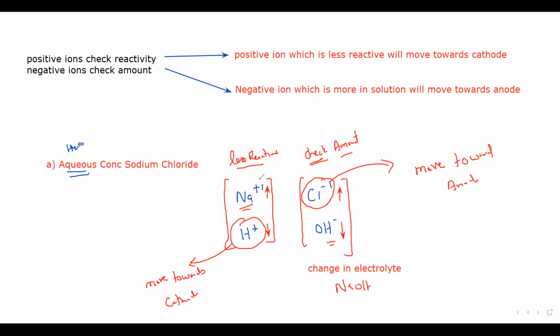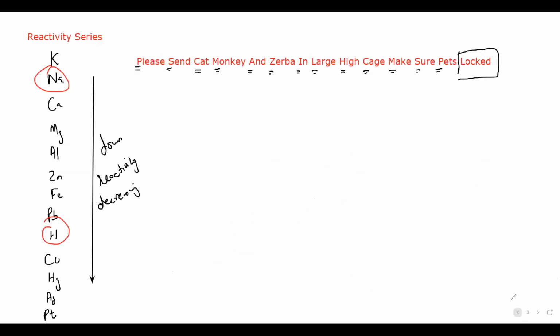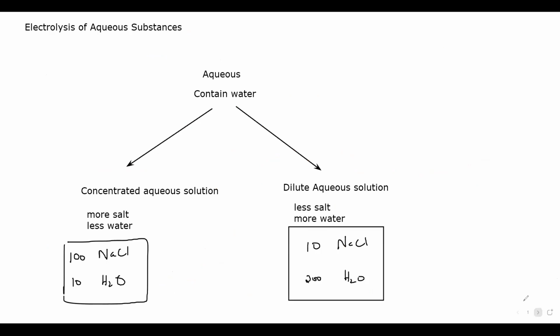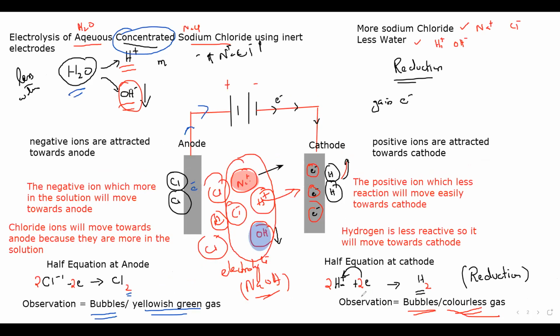So whenever you're doing the electrolysis of aqueous solutions, for positive ion, you will check the reactivity. For negative ion, you will check the amount. So tomorrow, in the next session, we'll do more examples related to electrolysis of aqueous substances.